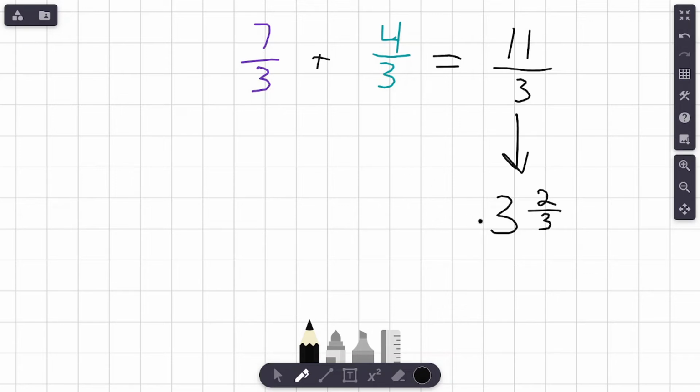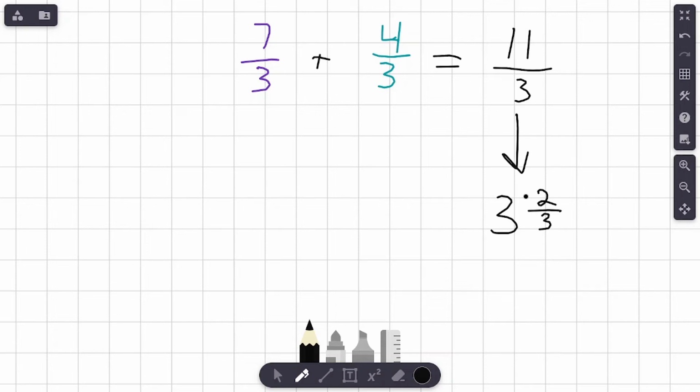Okay, so how I did that was I took away 3/3, 3/3, 3/3, so that was 9, and then I had 2/3 as my fraction. Okay, and again, this is something that just takes a lot of practice, and we're not going to spend a lot of time on it in this video. I just wanted to point it out to you.